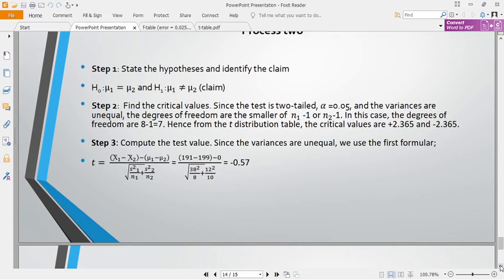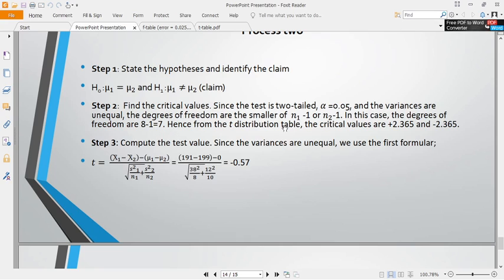Now we start on our second process. We set our hypotheses, where H naught, the null, is that the means are the same, and the alternative is that the means are different. Then we find the critical values. Since it is a two-tailed test with unequal variances, the degrees of freedom are the smaller of n1 minus 1 or n2 minus 1. The smaller n was 8, so I take degrees of freedom of 7.